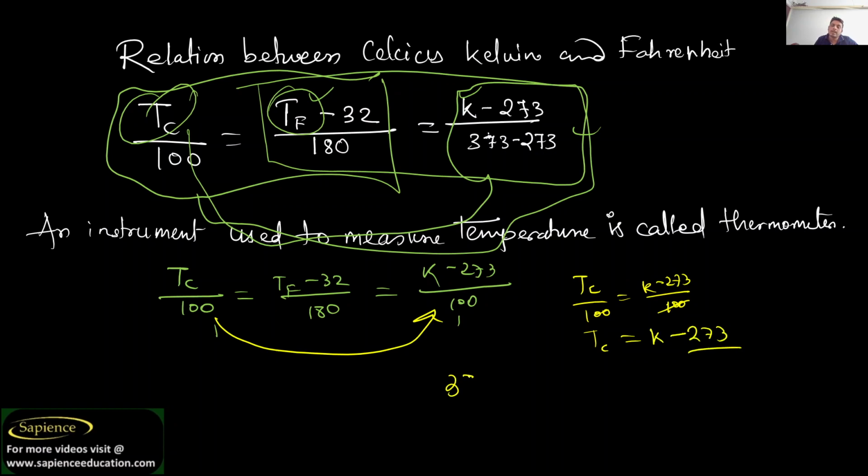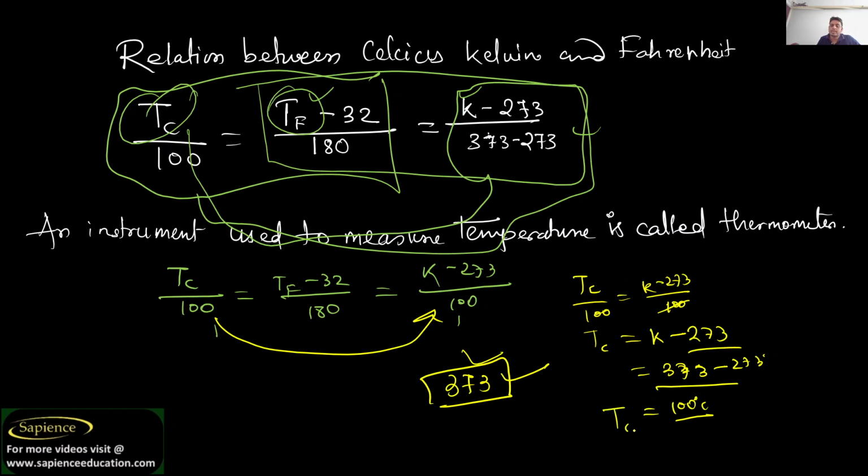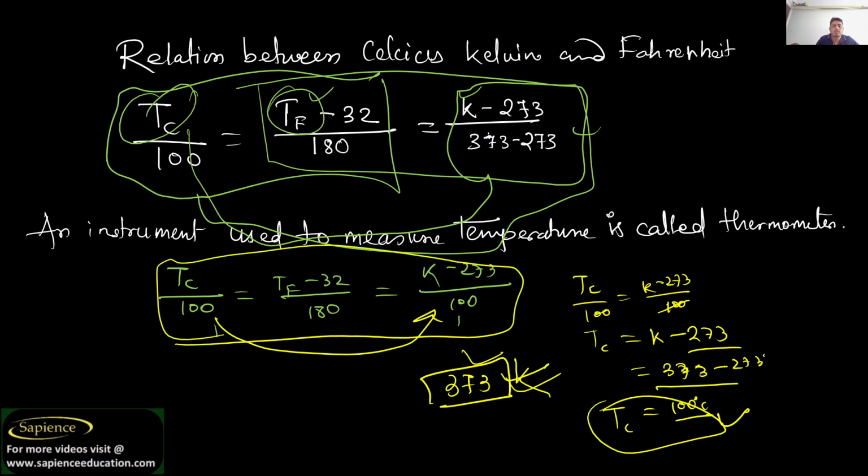So if you have a Kelvin temperature equal to 373, what will you put here? 373 minus 273, that is equal to 100 degrees Celsius. So it means that if you have a Kelvin temperature of 373, use this equation and you will get the temperature in degrees Celsius. The value of temperature in degrees Celsius is the same as that of 373 Kelvin, right? So these are interconvertible. So you need to use this formula, right?